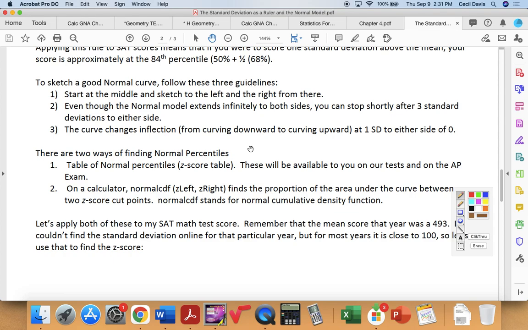All right. So you can use tables of z-scores, and that'll be given to you on the AP exam. They give you a bunch of stuff. One of them is a table of z-scores. I happen to have some of these here someplace.